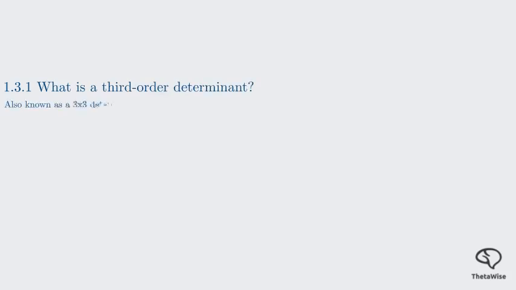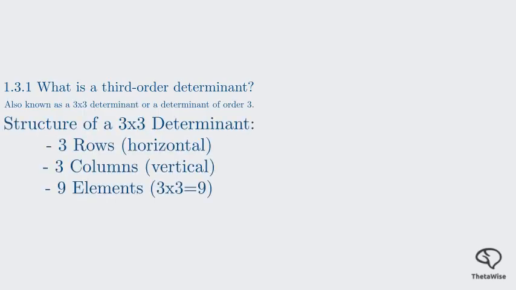First, let's answer the question, what is a third-order determinant? A third-order determinant is also known as a determinant of order 3, or simply a 3x3 determinant. This means it has 3 rows, 3 columns, and therefore a total of 9 elements. Now, let's visualize this structure. A determinant is represented by square brackets, or often just by vertical bars containing the elements. For a 3x3 determinant, we have 3 rows and 3 columns.